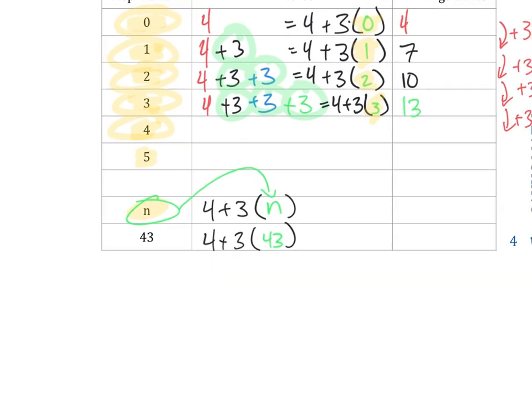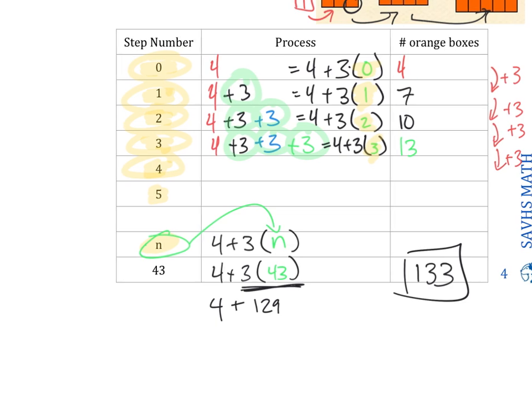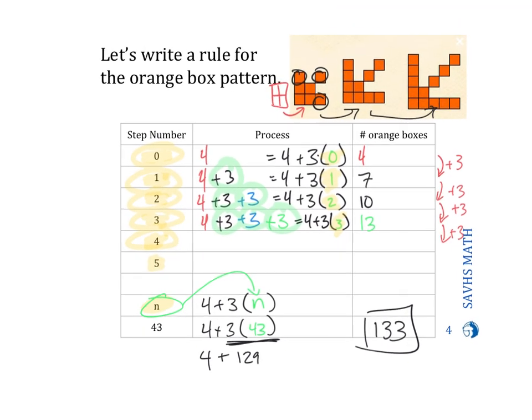Okay, so what do I get when I actually check what my answer is? First, do the 3 times 43, and that's 129. And then I add the 4 at the end, and I get 133. So my answer is, in step 43, I would have 133 boxes.